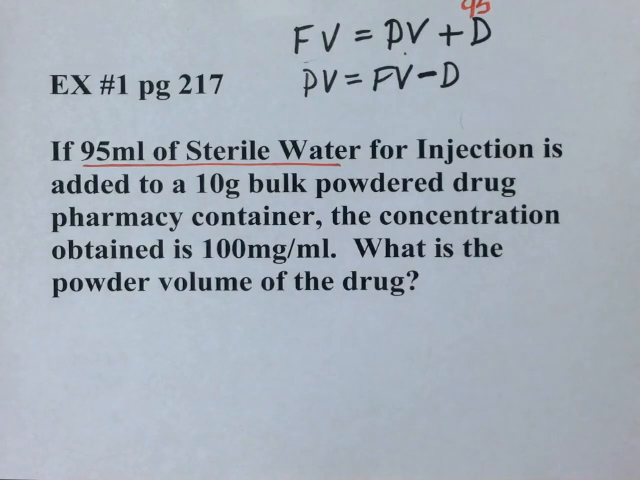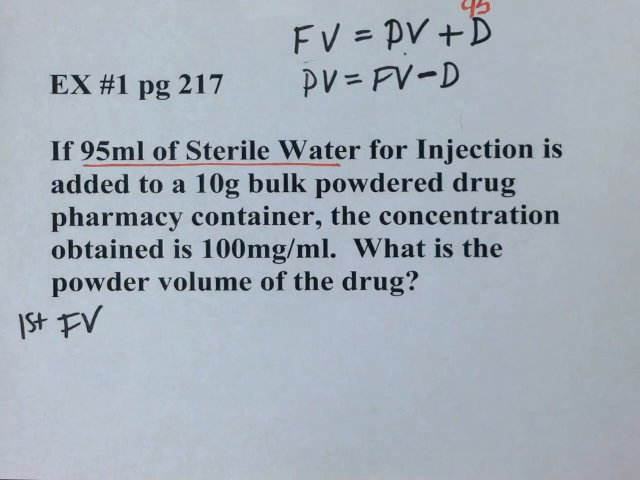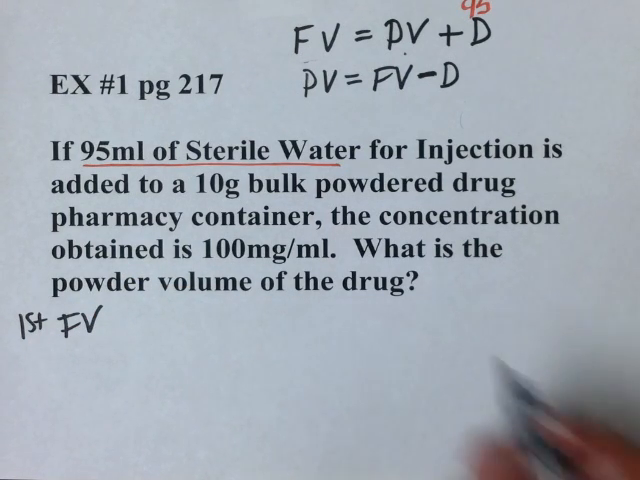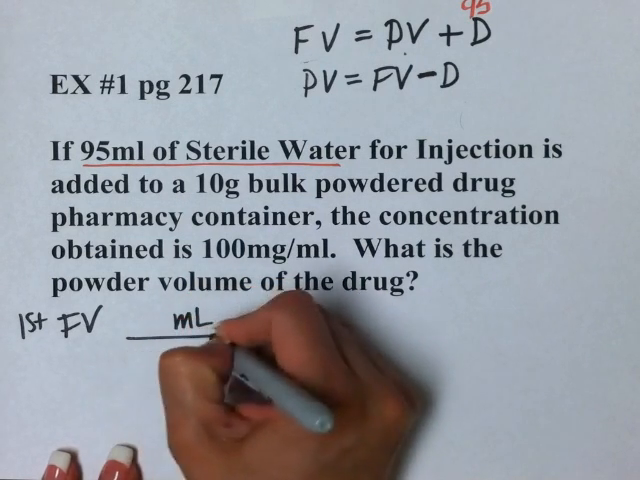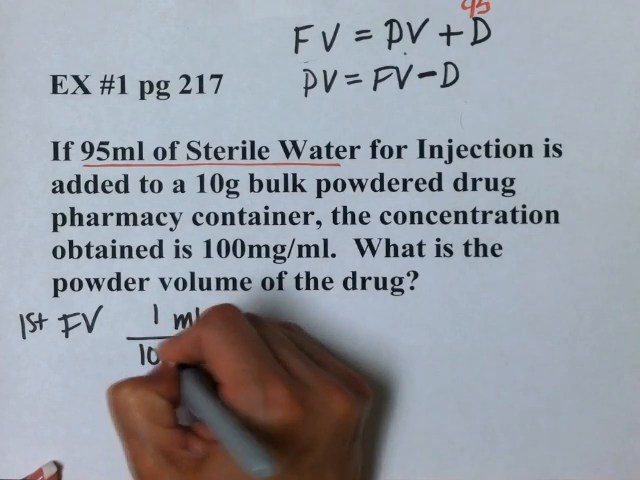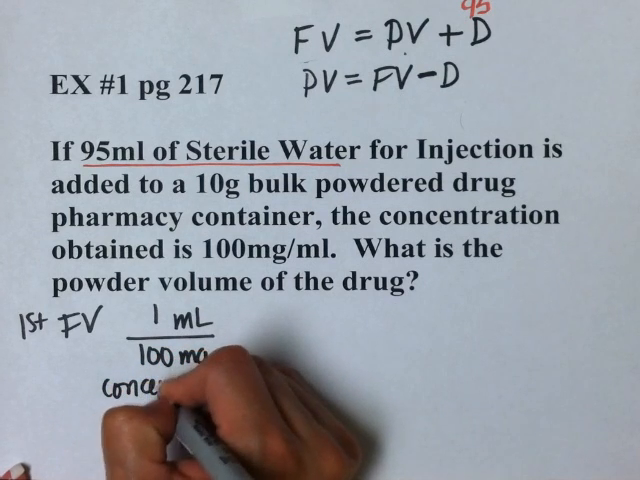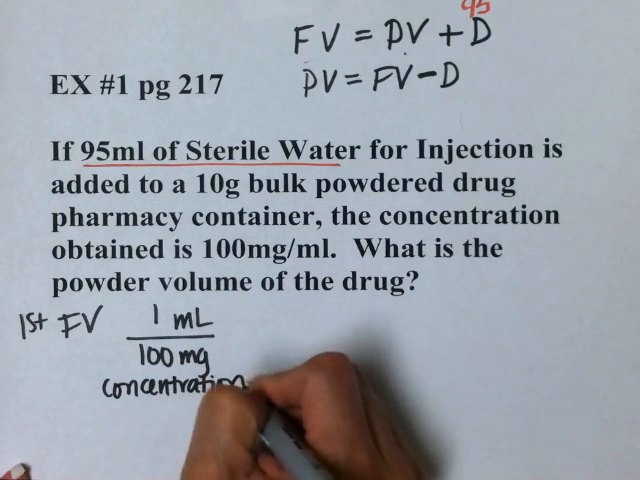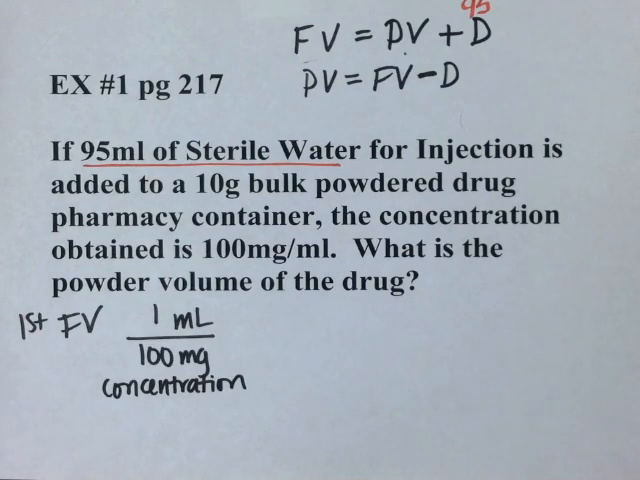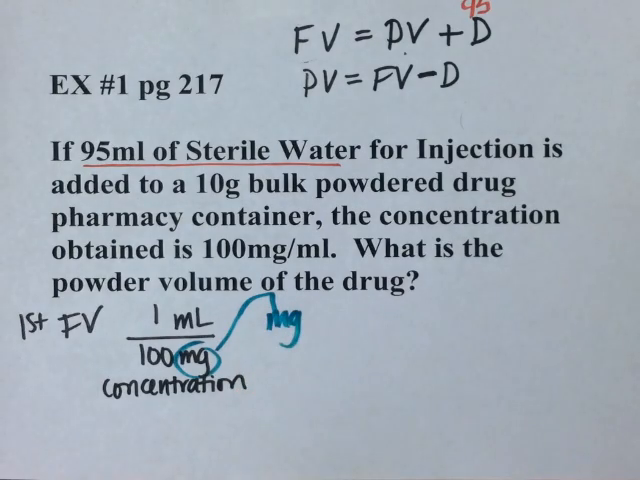So the first step is we have to calculate that final volume. And because we're solving for a volume, we know that mLs will be on top. You always start with the concentration of what you're making, which in this case, 1 milliliter is going to have 100 milligrams. So keep that in mind too. This is the concentration of what we're making. Now because we have mg's on the bottom, we know that that's going to be the very next unit used.